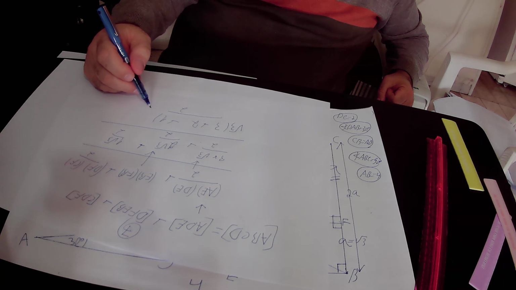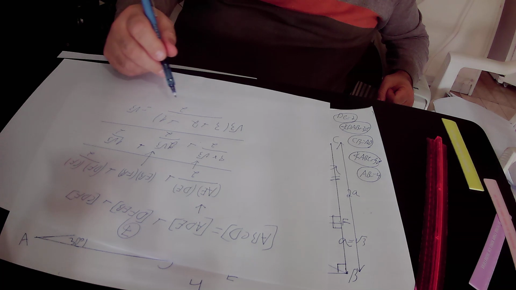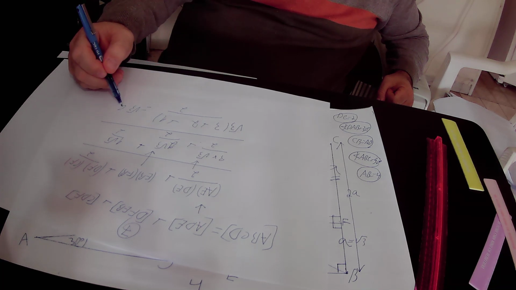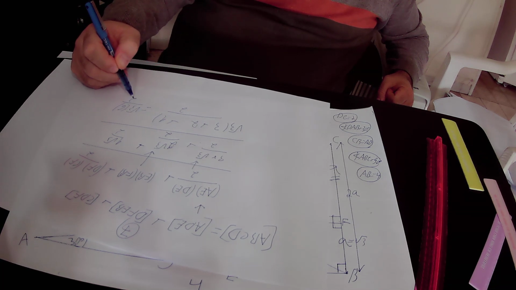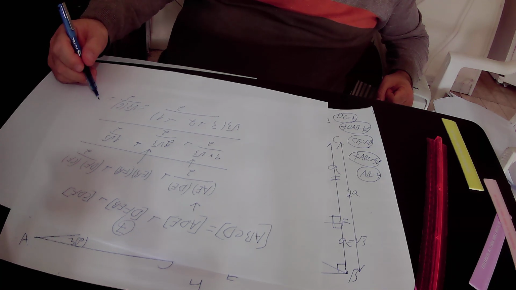So here we have square root of 3. 3 plus 2 is 5. 5 plus 1 is 6. All divided by 2. 6 over 2 is 3. So it is 3 times square root of 3.